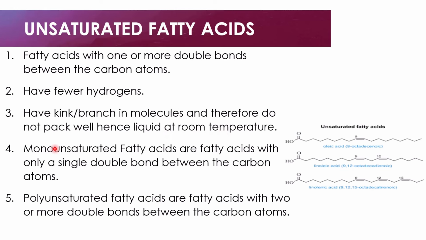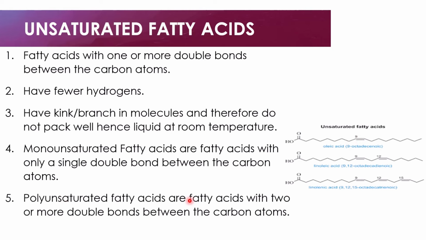Unsaturated fatty acids can further be grouped into monounsaturated fatty acids and polyunsaturated fatty acids. The monounsaturated fatty acids are fatty acids with only a single double bond between the carbon atoms. So as you can see from this diagram or this molecular structure over here, this acid has just a single double bond in each structure. So this is an example of a monounsaturated fatty acid, and an example of a monounsaturated fatty acid is oleic acid.